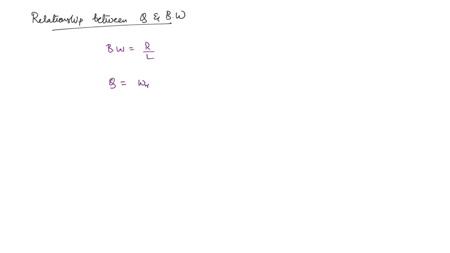Finally, one last topic here in the series RLC circuit is the relationship between the quality factor and bandwidth. We have seen the expression for bandwidth is equal to R by L, resistance by inductance. And what was the quality factor? This was the resonant frequency into inductance divided by R. So from here you can write omega R divided by bandwidth, because R by L is bandwidth. So what is the relationship? Q is equal to the resonant frequency divided by bandwidth.